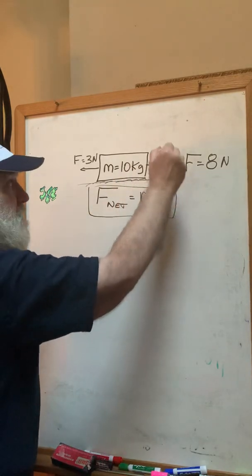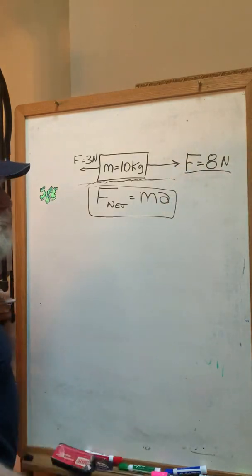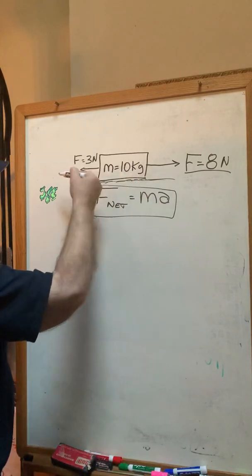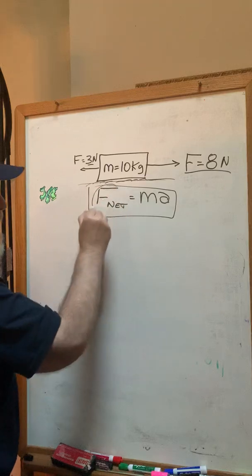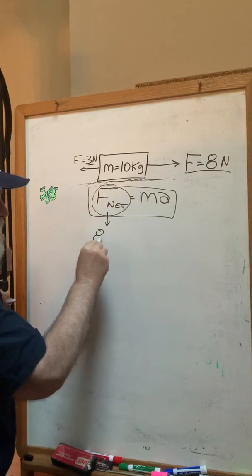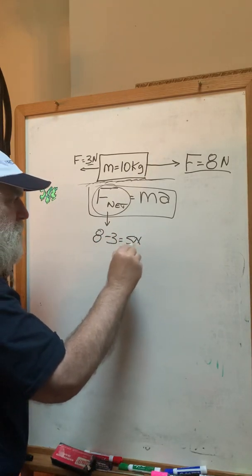I pull on it in the right-hand direction with 8 newtons, and newtons are the unit for force named for Sir Isaac Newton, and someone else pulls to the left with 3 newtons. So what is the net force that acts on the object? It would be 8 minus 3, which equals 5 newtons to the right.